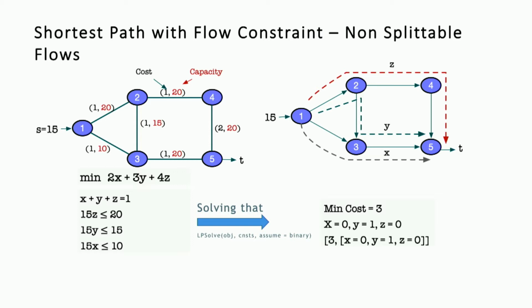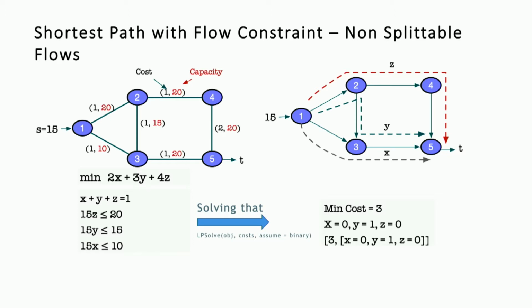The way you form this problem is you minimize 2X, because X has a cost of 2 as all are unit cost, plus 3Y plus 4Z. That's your goal, with the constraint that X plus Y plus Z is equal to 1. That constraint makes it so that whichever answer you pick, the whole flow needs to go there, because X, Y, Z can be 0 or 1, so it will only be true if only one of them is 1. Then there are other capacity constraints. I'm asking for 15 as the unit, so 15Z needs to be less than 20, where 20 is the minimum capacity you will see for the Zth path.